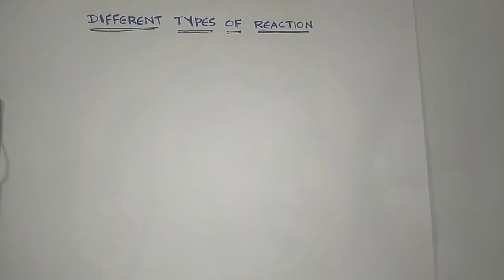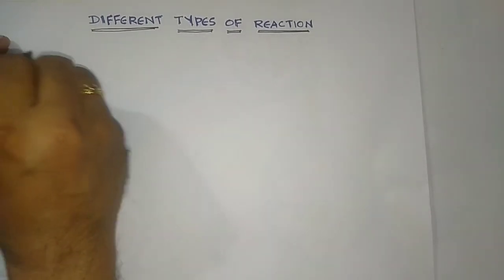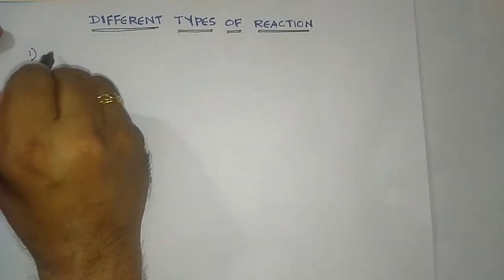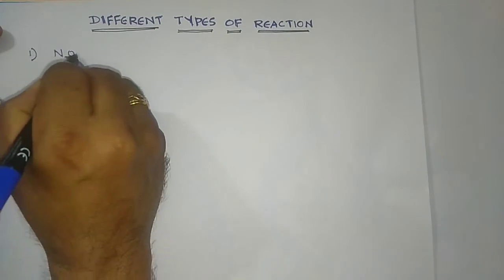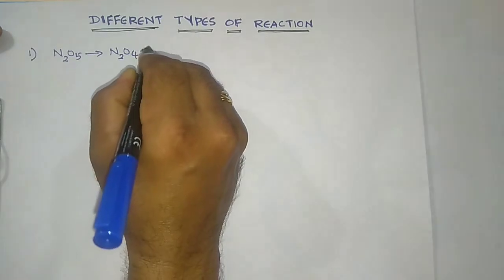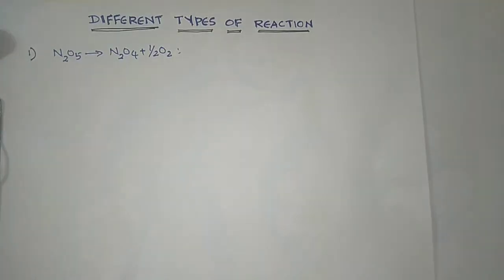Next, depending upon the order, the chemical reactions are classified into types. So what are the different types of reaction depending upon the order? First of all, we consider a chemical reaction: N2O5 gives N2O4 plus half O2.